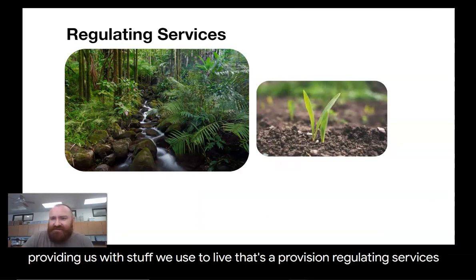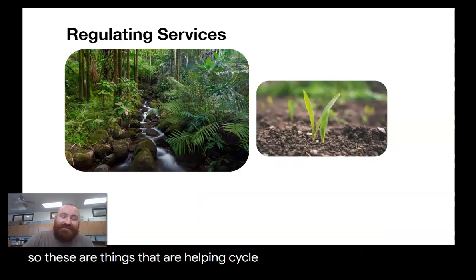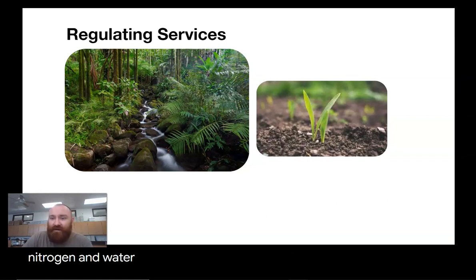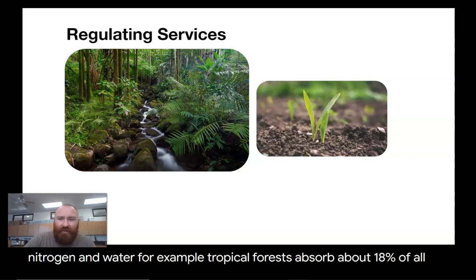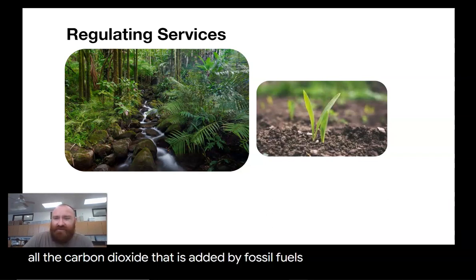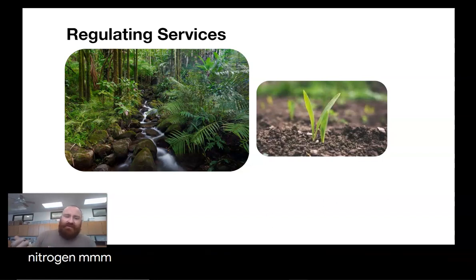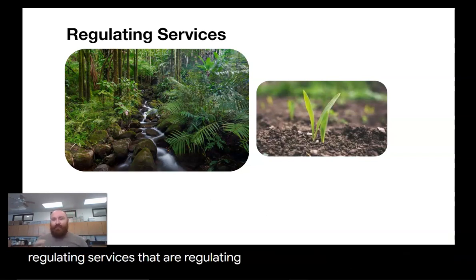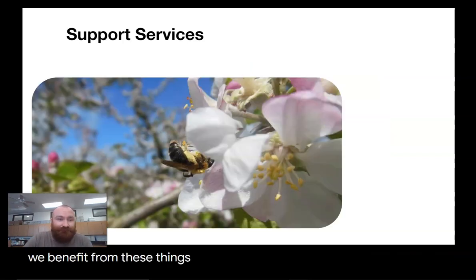Regulating services. So these are things that are helping cycle nutrients like carbon and nitrogen and water. For example, tropical forests absorb about 18% of all the carbon dioxide that is added by fossil fuels. Soils are naturally cycling nitrogen, improving the soil for our plants that we grow. So these are regulating services that are regulating environmental conditions for us that we benefit from.